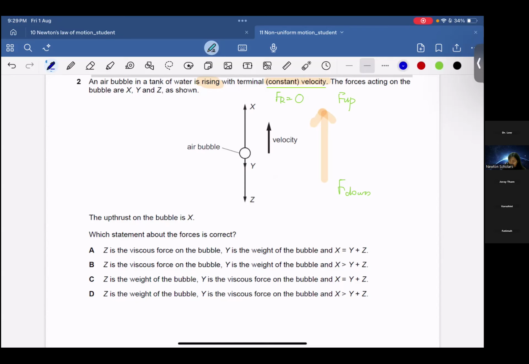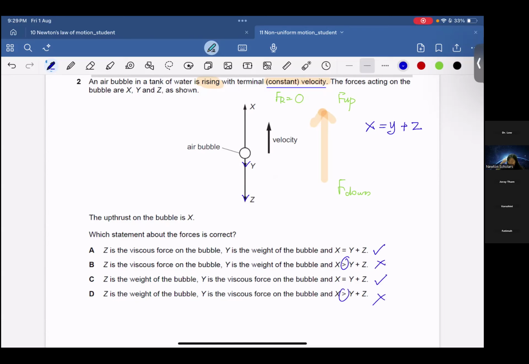Constant velocity, highlight. Then the resultant force is 0, and the upward force equals the downward force. So the upward force is X, which must equal Y plus Z, because we have two downward forces. So A and C are confirmed, B and D are confirmed wrong.